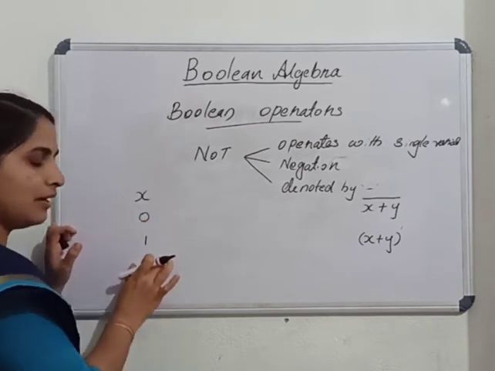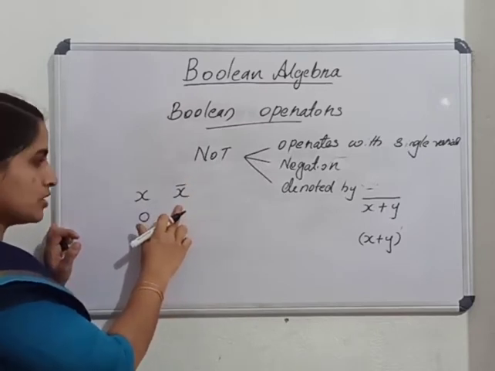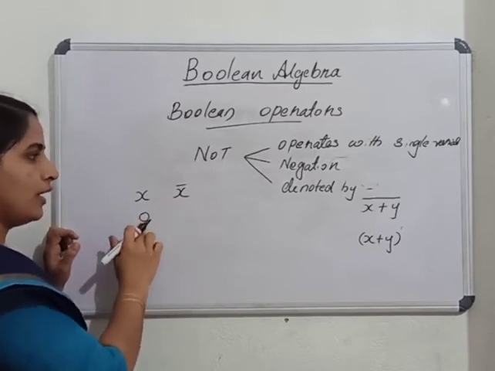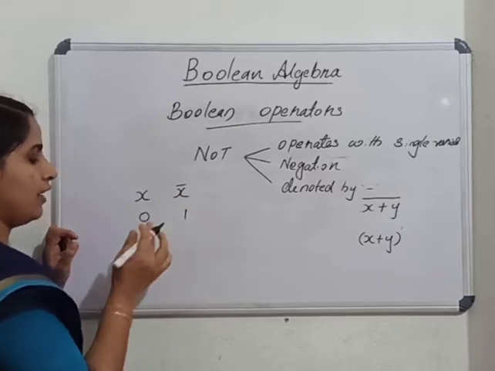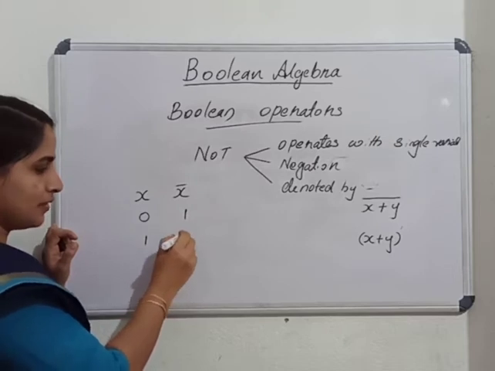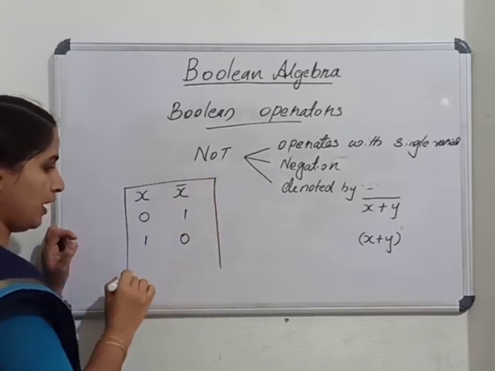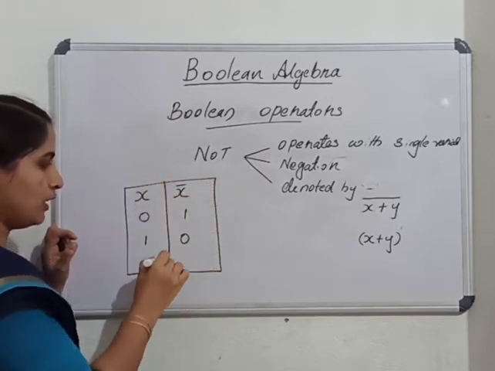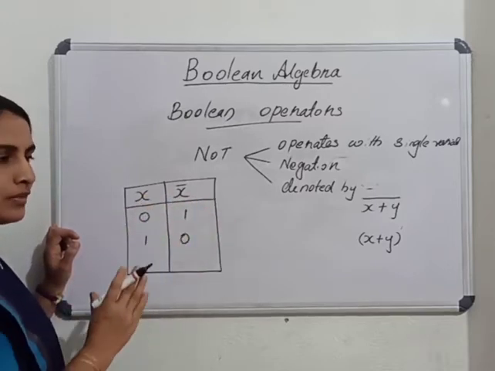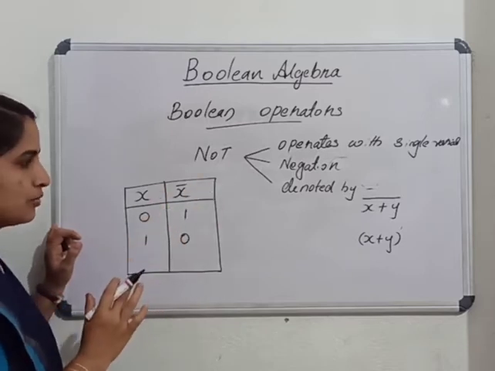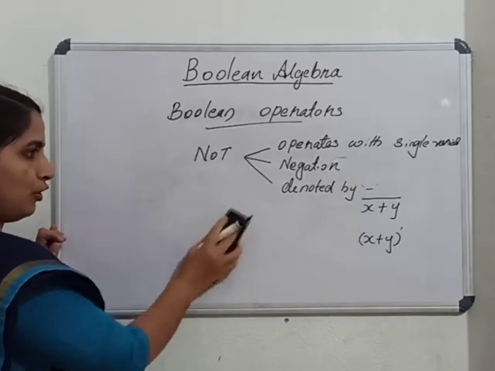Okay. So this is the input column. So we can draw the output column as x bar. So what is x bar? If x is 0, x bar is negating, just the opposite. So if x is 0, x bar is 1. If x is 1, x bar is 0. Clear? So this is the truth table of a not operator. All the possible input combinations and the corresponding output. Just note down these things in your notebook too. So that's all about the not operator.